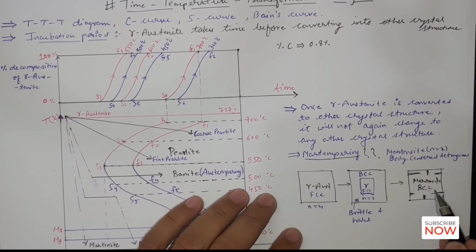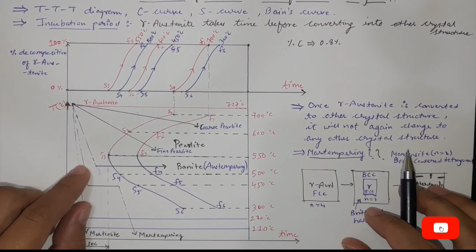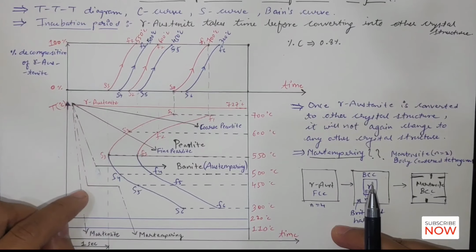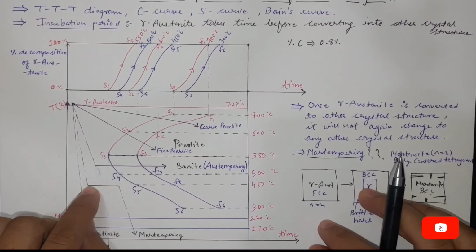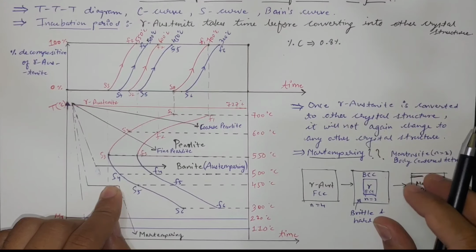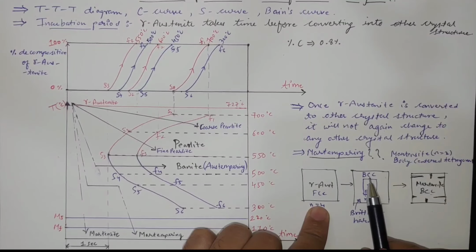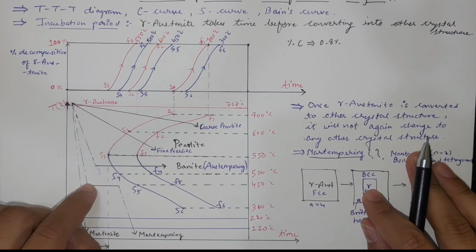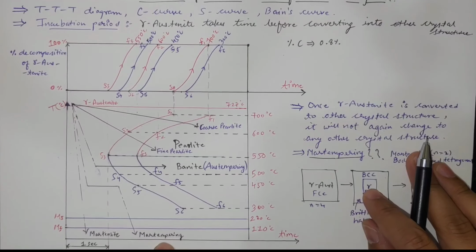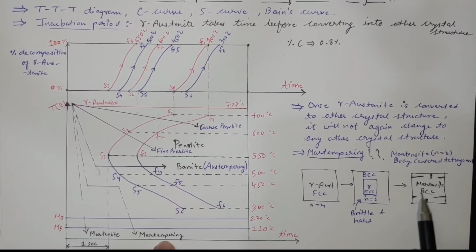So due to this problem, what we do is first cool it to a certain temperature below the nose of the TTT diagram, and then hold it for some time so that the entire structure gets converted to BCC. So there will be uniform cooling, and then we again cool it to room temperature. This is called martempering, to avoid cracking of the surface.